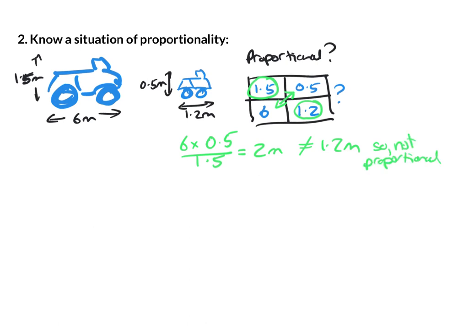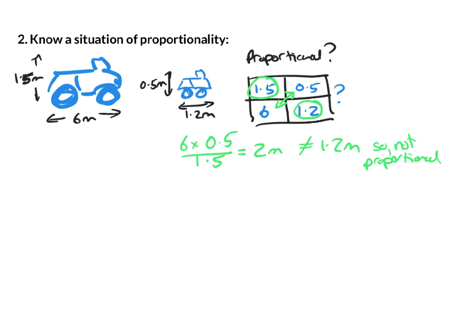Let me just recap that, because that's a difficult concept. I've got my two vehicles. If they were proportional, then I could put them into a proportionality grid, and this number here would be equal to these two multiplied and then divided by that. So we try that. We multiply these two together. We divide by this one. If we get 1.2, they're proportional. In this case, we don't. We get 2 meters, so they are not proportional.